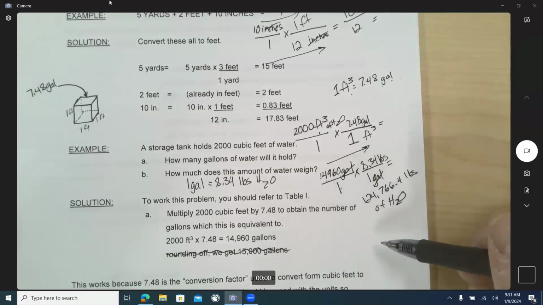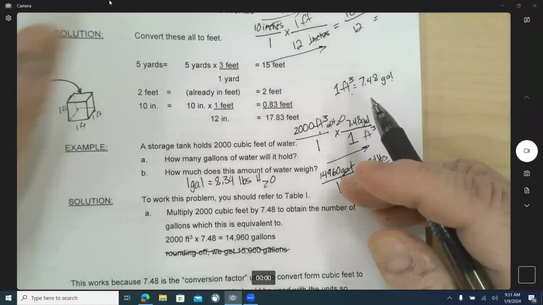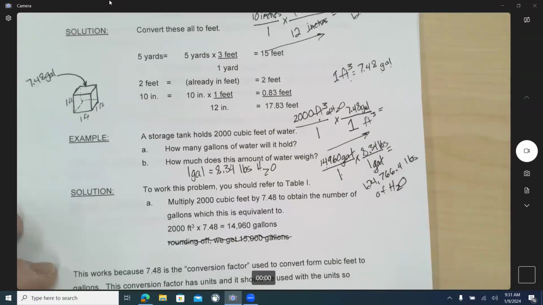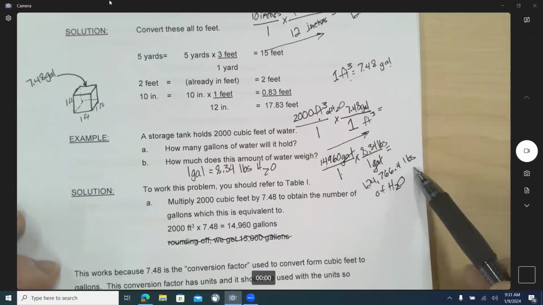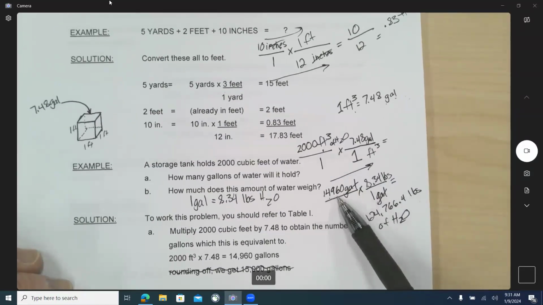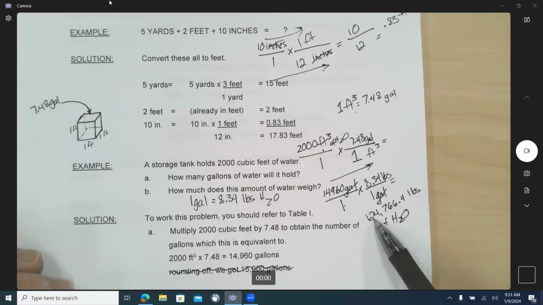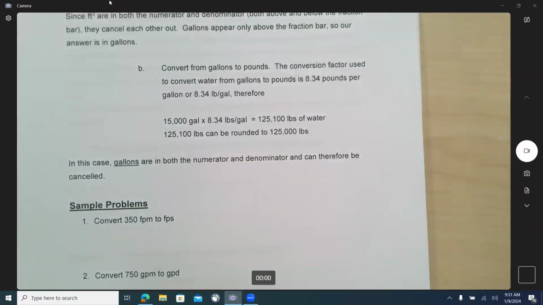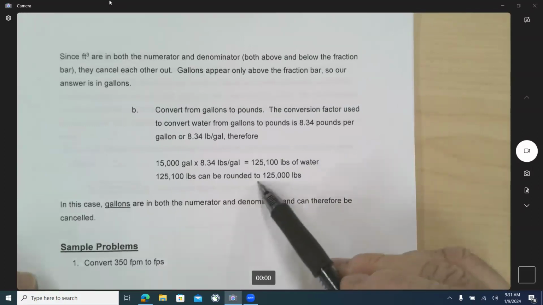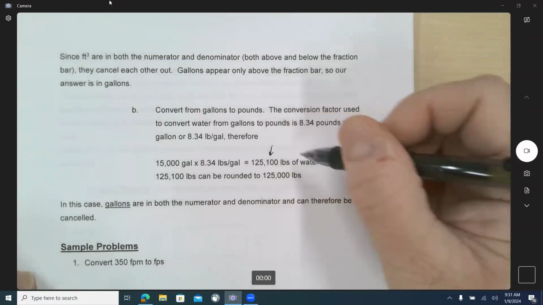That's why you have to be cautious when working on dead ends of pipe, especially if you're on a larger pipe. The more pressure and more water there is, the more pounds you could have acting on it, right? So 14,960 gallons of water times 8.34 equals 124,766.4 pounds of water. And I'll tell you right now, if this was something I'm paying for, they're overcharging me because they round it, right?